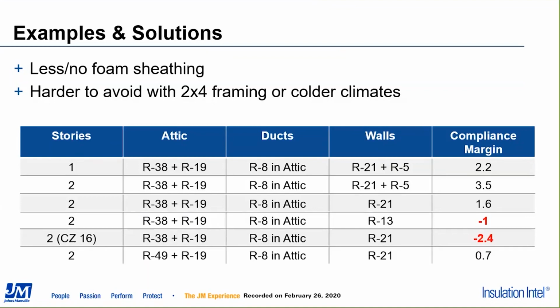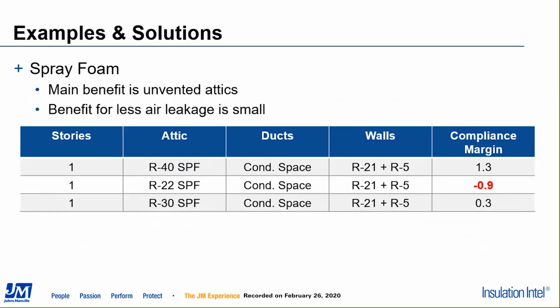Finally, we can do another trade-off where we can do, let's say, more attic insulation, right? This last row shows us doing R49 in the attic, still with the R19 under the roof deck, and again, we can get rid of the foam sheathing. So there are a host of trade-offs that are possible.